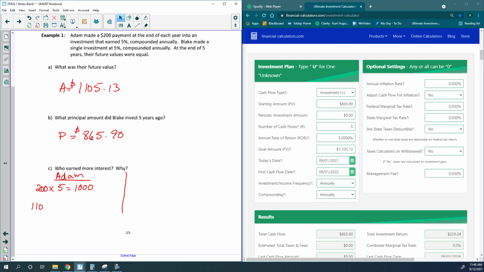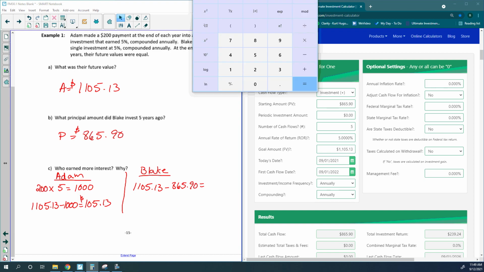So the future value was $1,105.13 minus the $1,000 he put in. So the extra money he gained was $105.13. As for Blake, he got to the same amount, so his future value was the $1,105.13. I'm going to minus the amount of money he started with, the principal, so it's $865.90. And what is left over is the amount of interest he gained.